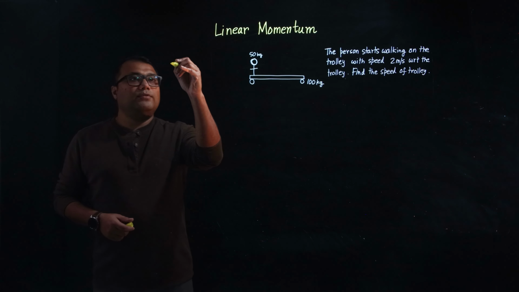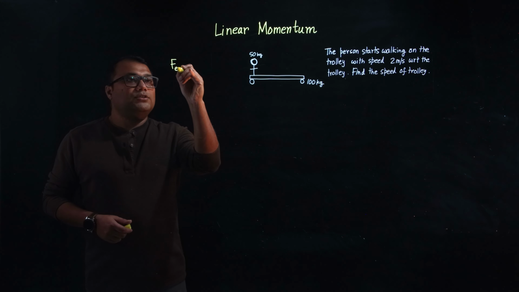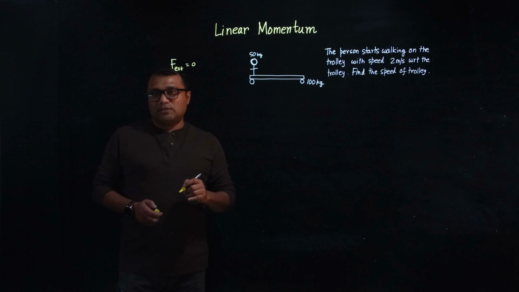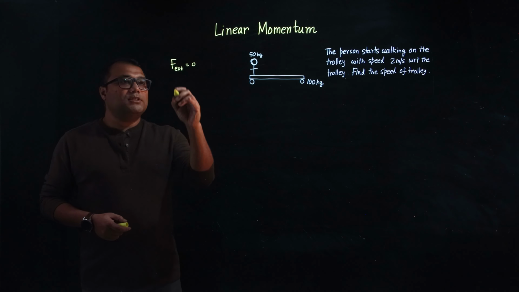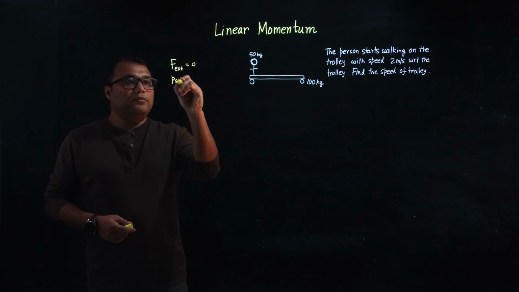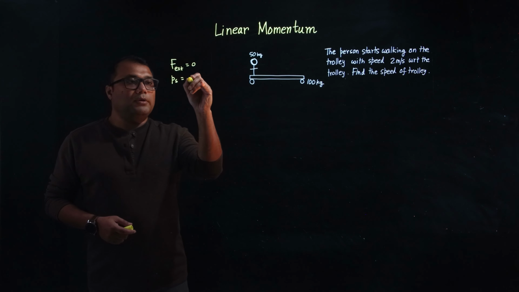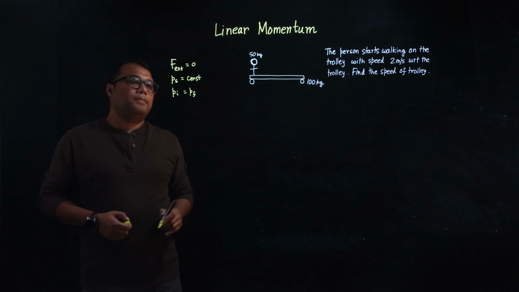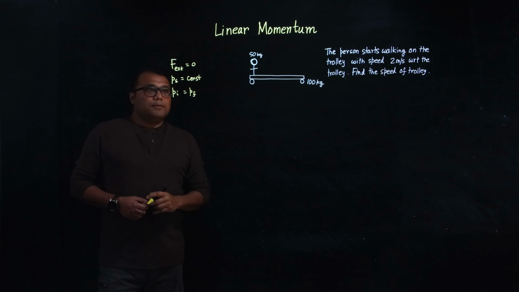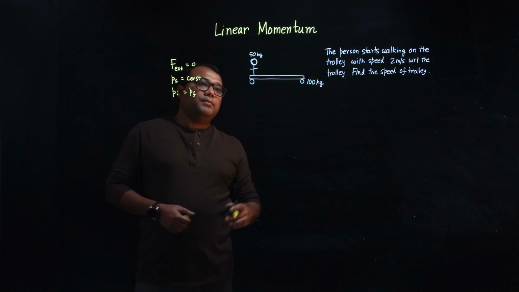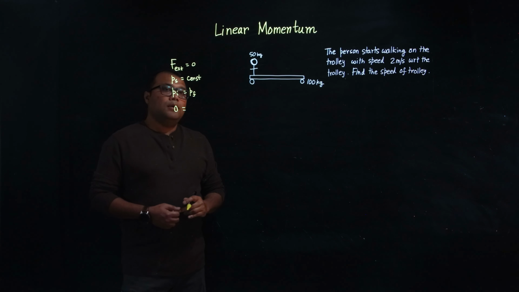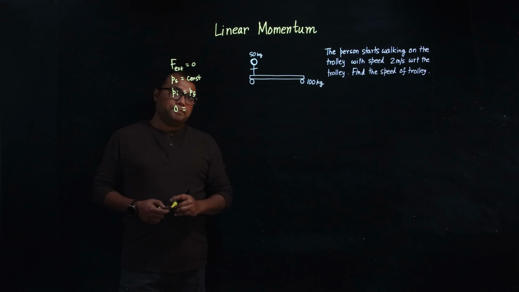So great. We have this situation, F external is 0. So if F external is 0, then momentum must be conserved. So momentum of the system should be constant. Therefore, P initial should be equal to P final. Perfect. Now, what's the initial momentum? Everyone was at rest, so it's 0. Now, what is the final momentum?